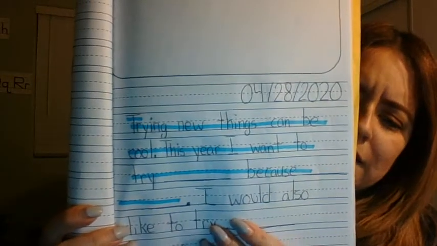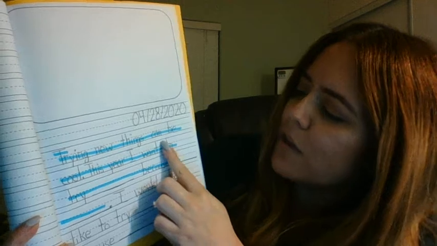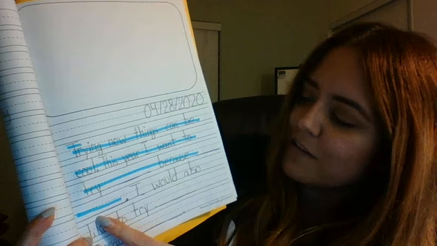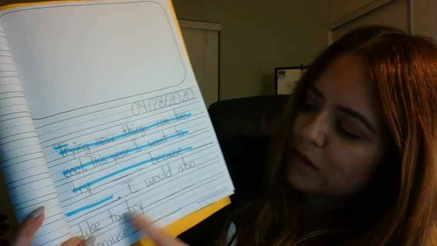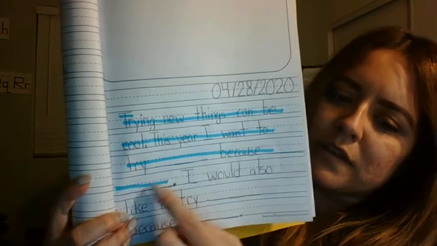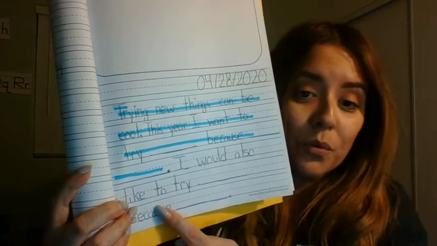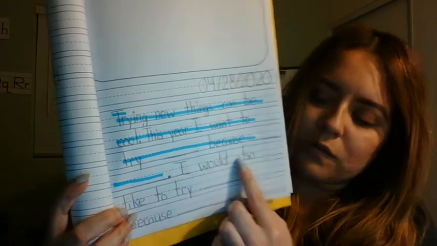So that's what your journal for today is going to be about, trying different or new things. I'll post the picture of it, but today your journal is going to look like this. It says, trying new things can be cool. This year I want to try blank because blank. I would also like to try blank because blank. So really you only have to give me one reason. You only have to write the part that's blue. This part is extra if you want to do a little bit more writing. Okay, so the part that's not in blue is extra.